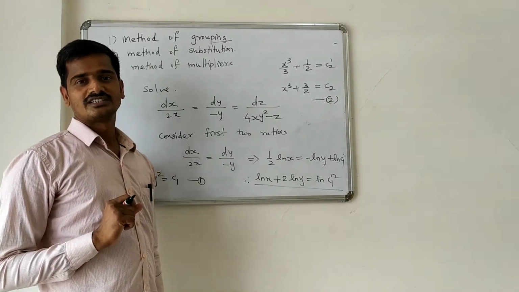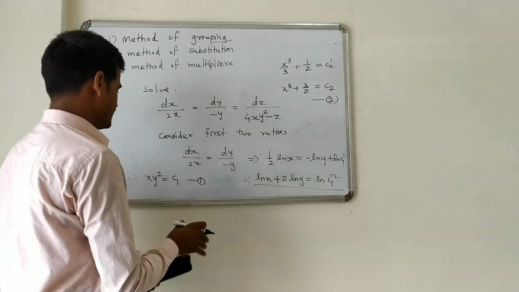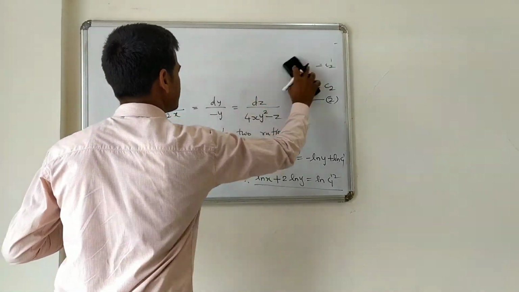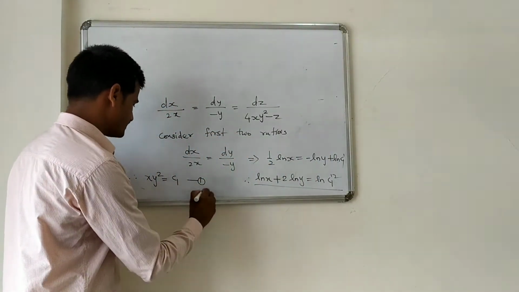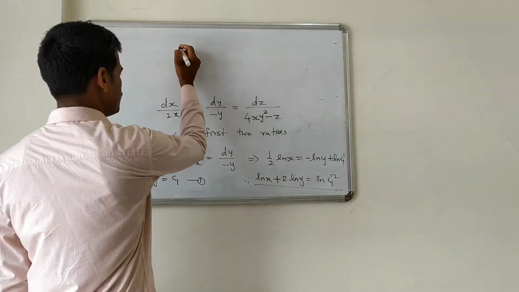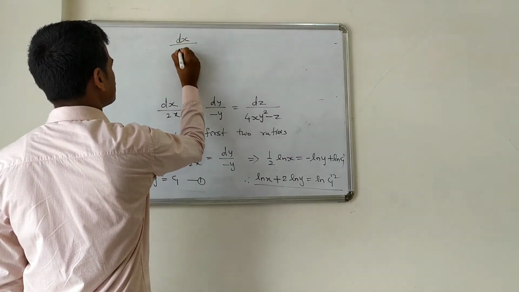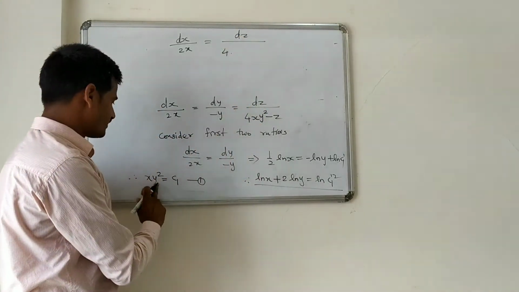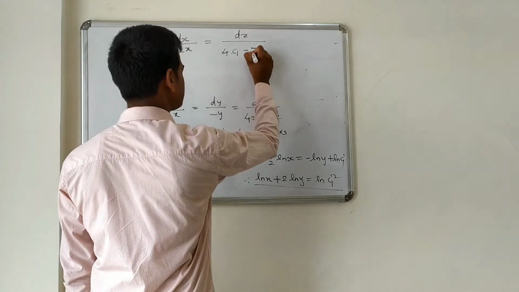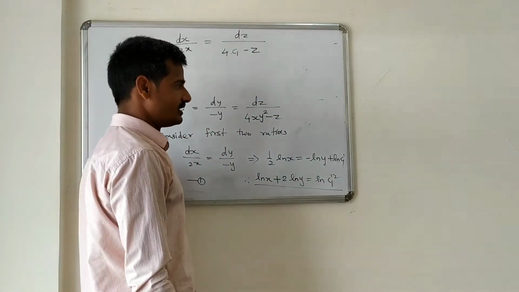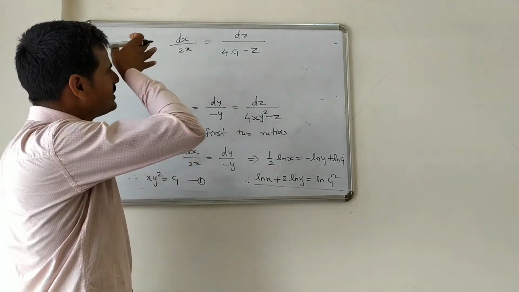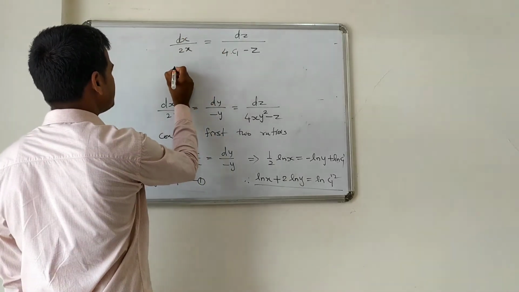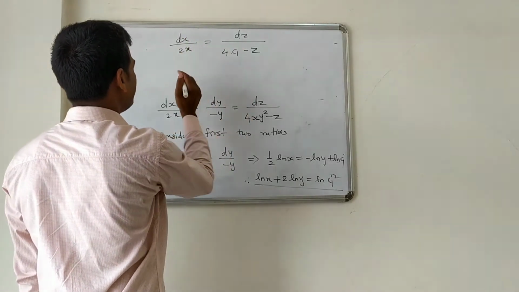Now I use this first relation to obtain the second relation. So how do I use this first relation? Let us see, the method of substitution. From the first relation, xy square is equal to c1. Now let us consider the first and third ratio. So dx upon 2x is equal to dz upon 4xy square minus z. What is xy square? It is c1. So dz upon 4c1 minus z. You integrate this function, because y is missing. Variables are separated.